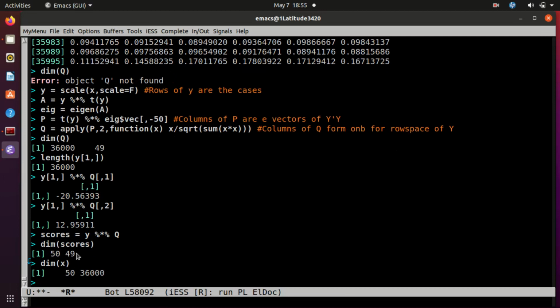Now our plan is to reduce this 49 further, and that is where this principal component analysis, etc., is going to enter.